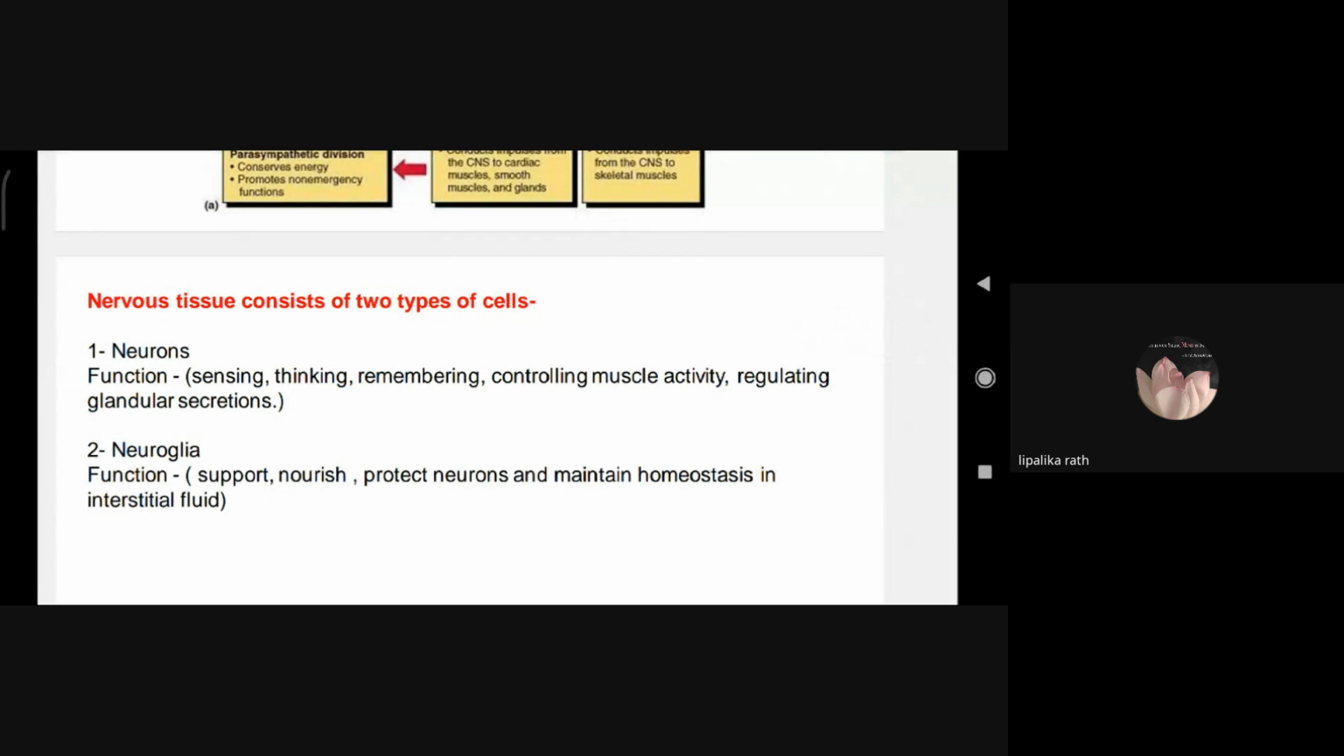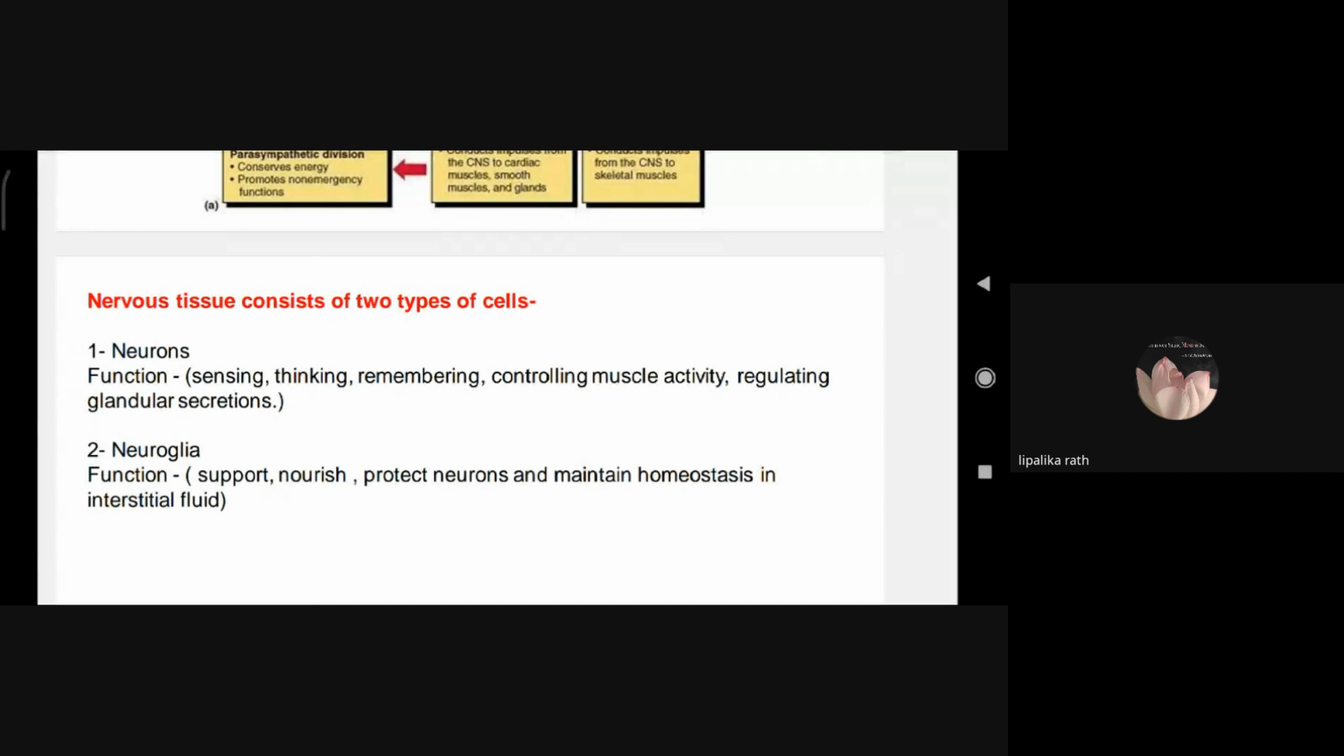Once again, let's revise. Functions of neurons are sensing, thinking, remembering, controlling muscle activity, regulating glandular secretions. And functions of neuroglia. We have already discussed while we were learning tissue what neuroglia is. I hope you remember. Can you please tell me what is neuroglia? Yes, ma'am. Neuroglia is the supporter of the neurons. No, sorry, neuroglia produce the nutrients to the neurons.